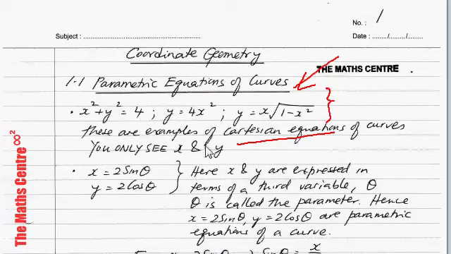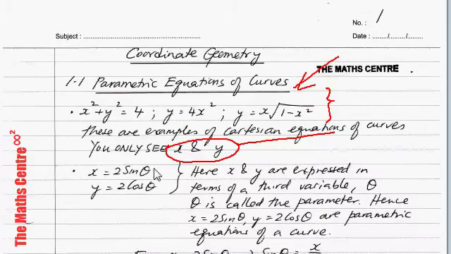What do you notice here? You only see x and y. Now when you only see x and y, when you are given an equation of a curve, that equation is called a Cartesian equation. The reason for this is because x and y are referred to as the Cartesian axes. Again, an equation of a curve in which you only see x and y, we refer to as the Cartesian equation of the curve.